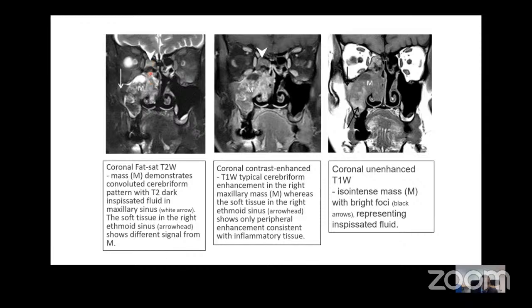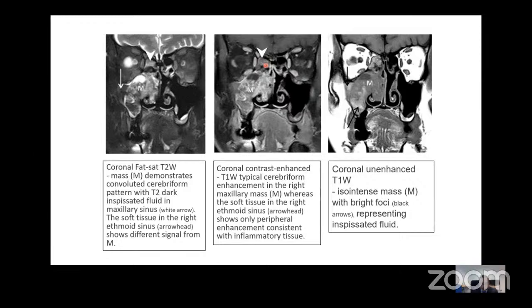So how do we differentiate between these two? When we do a T1 contrast sequence, we can see that the whole tumor is lighting up, and the fluid is dark in T1, and that confirms that that is fluid. But this here does not take up the gadolinium. So this has to be a simple mucosal thickening or mucosal edema in the ethmoidal sinus.